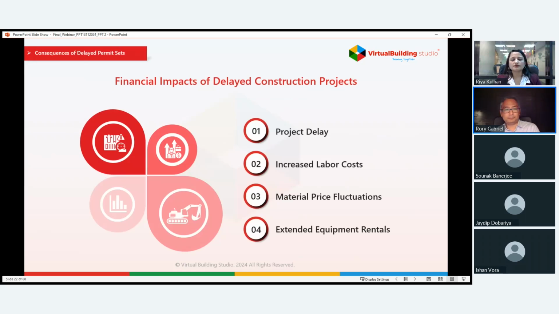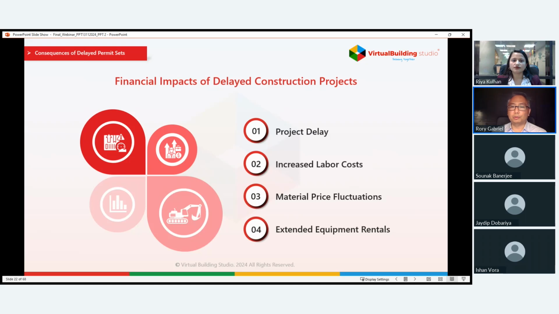All right. So now let's talk about what happens when things don't go as planned. When permits get delayed, the consequences are far-reaching. It's not just about pushing back a start date. Delays can create a domino effect that impacts everything, from finances to reputations and even the overall success of a project. So let's break it down and dig into why these delays are such a big deal.